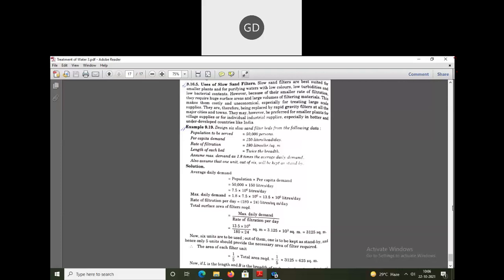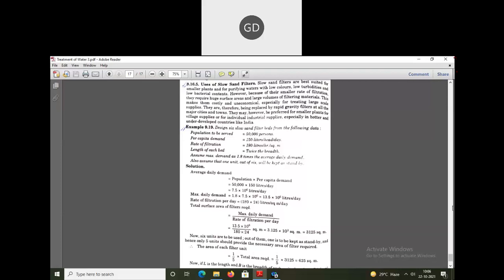Maximum daily demand, that is MDD, is equal to 1.8 times the average daily demand. Now you just multiply 1.8 into 7.5 into 10 to the power 6, so you get a value of 13.5 into 10 to the power 6 liters per day. So the maximum daily demand you have got.